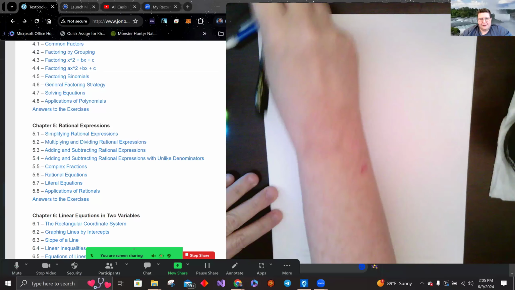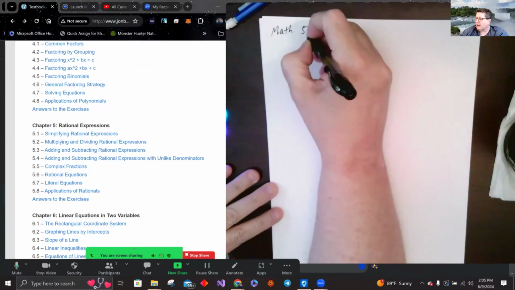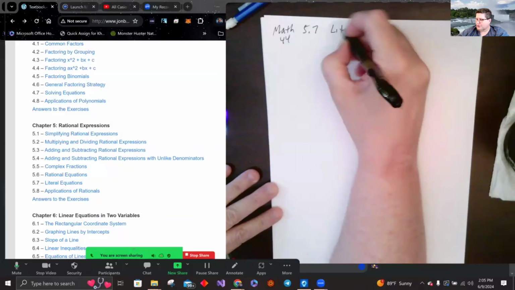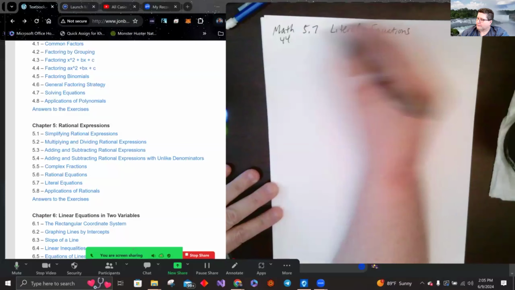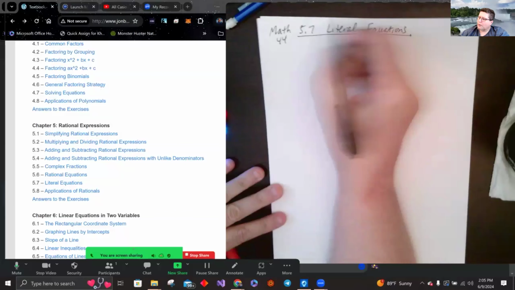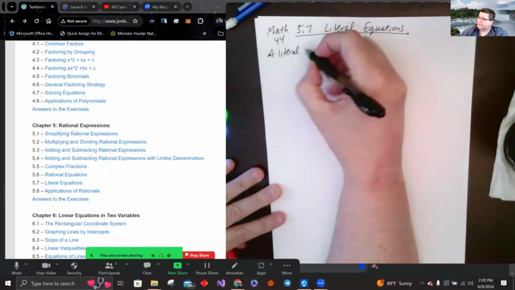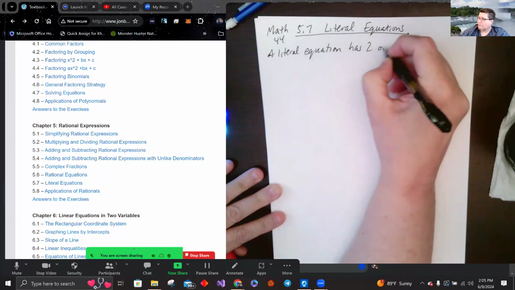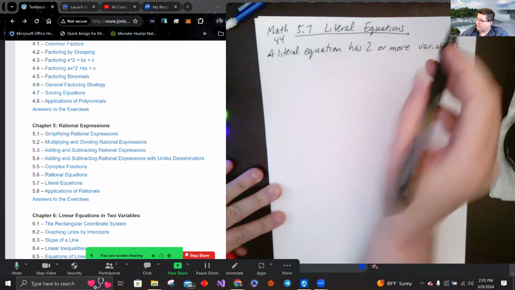We are now working on section 5.7 in College Algebra. This is Math 44. 5.7 is on literal equations, and this is a fairly straightforward topic. A literal equation has two or more variables, where we solve for one of the variables.